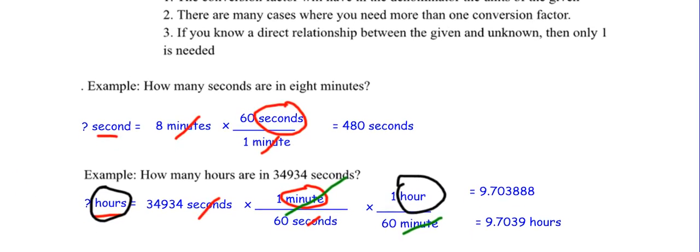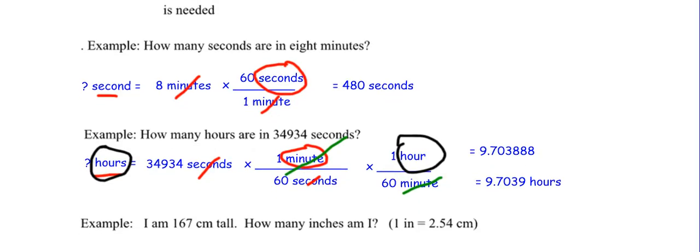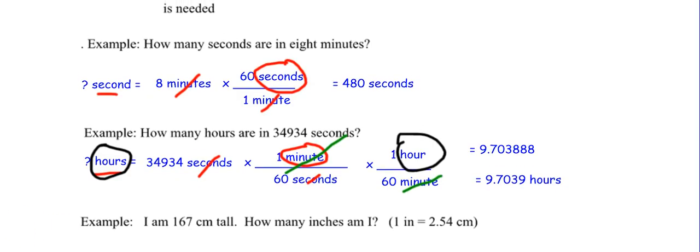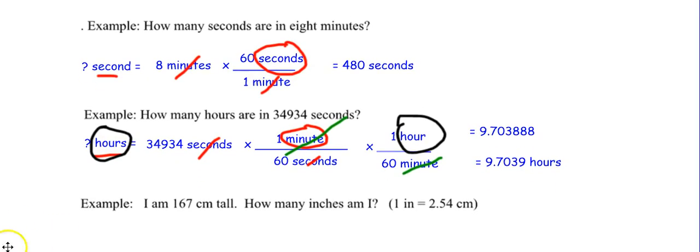Oops. Let's practice again. So I am 167 centimeters tall. How many inches am I? All right, well, let's see what we do here. Scroll down a little bit more. There we go. What is the first thing? Look on the very top. What is my unknown? What am I looking for? How many inches?